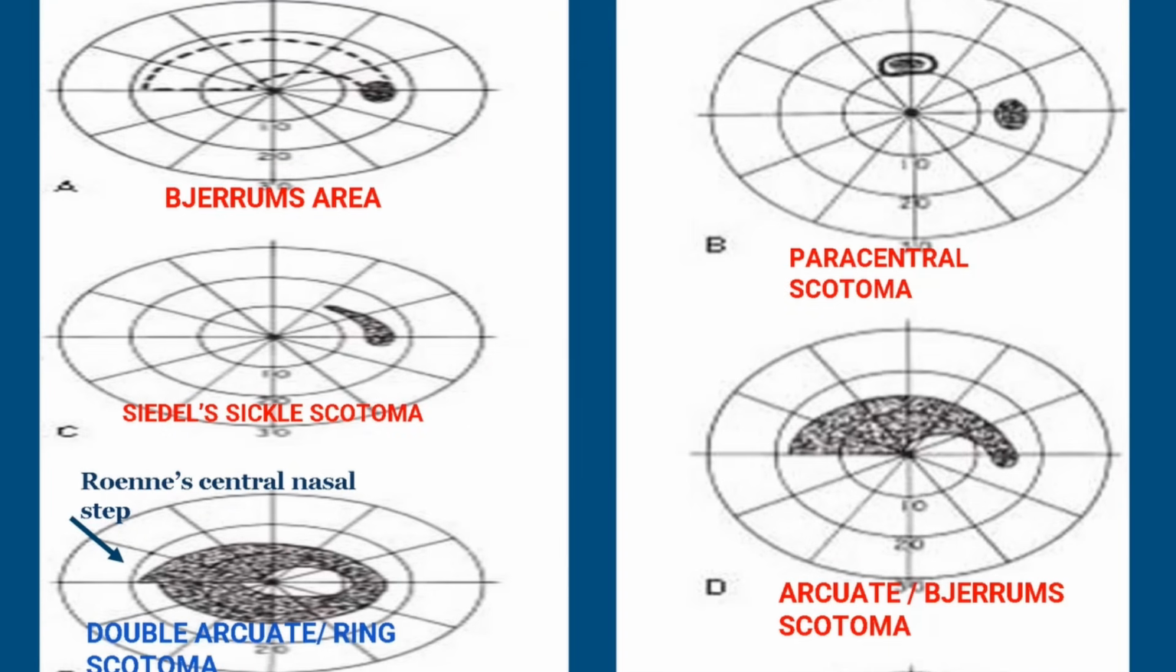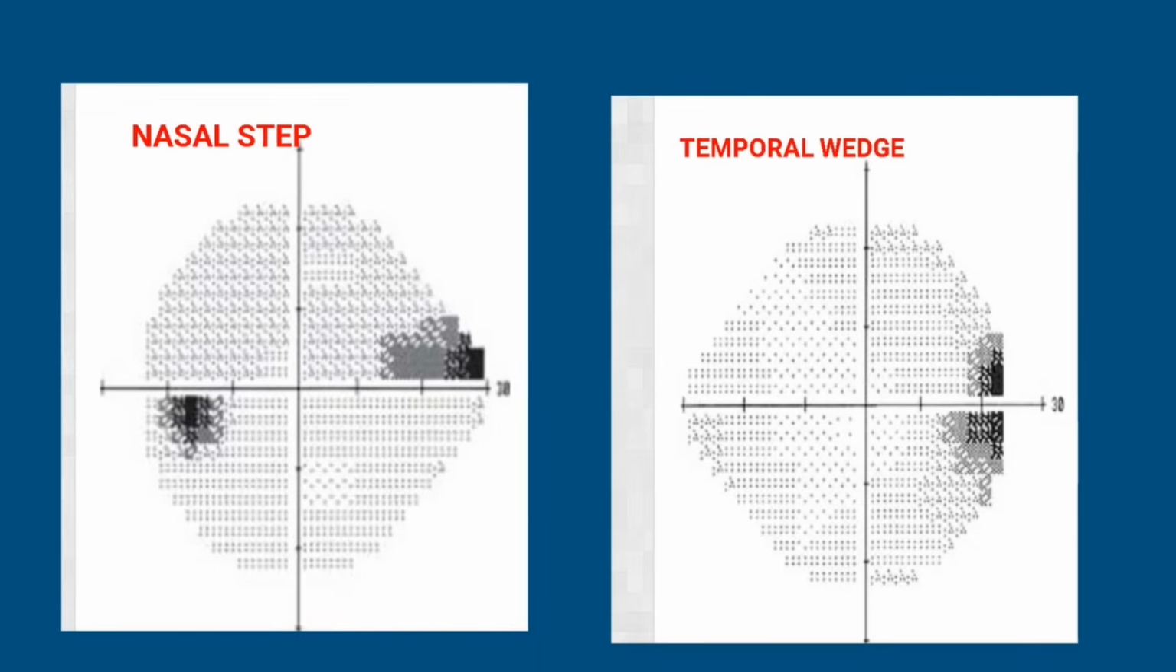This slide highlights some of the important named scotomas. In picture A, it highlights the Jerem's area, which is located 25 degrees from the fixation, and the blind spot, which is located 10 to 15 degrees temporally from the fixation. In picture B, we have a paracentral scotoma. In picture C, the paracentral scotoma mixes with the blind spot and forms the Seidel-Sickles scotoma. In picture D, we have the arcuate or the Jerem scotoma, and then we have a double arcuate ring scotoma with a Rennie's central nasal step. This picture shows the nasal step and the temporal wedge.